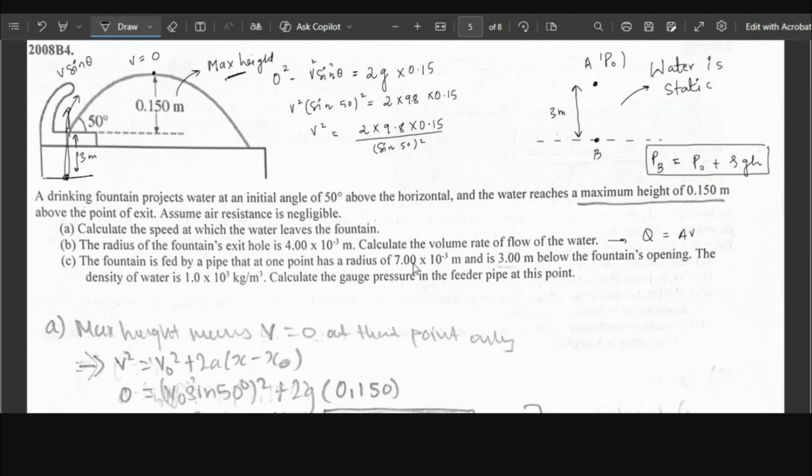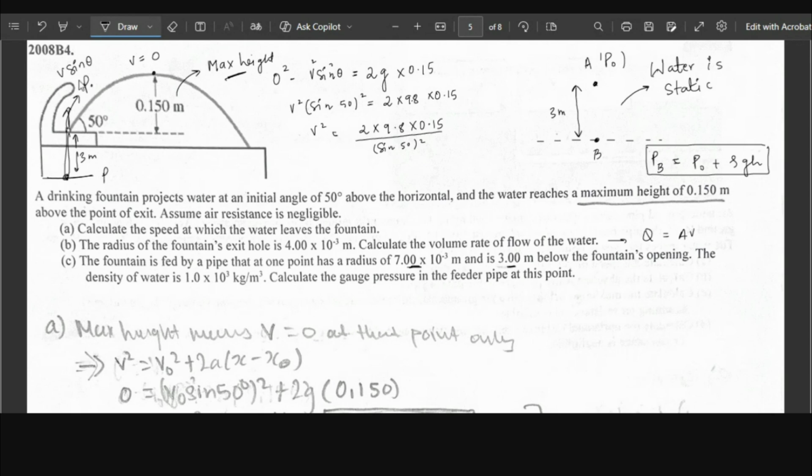As the question says, the radius is given and it is some number of meters below the fountain opening, and the density is also given. Find the pressure. So we simply have to find the pressure. At this point, we can take the pressure as zero because it is at depth. We have to find the pressure at that point only, so we can take the pressure at this point as P. At this point, the pressure is going to be P naught.